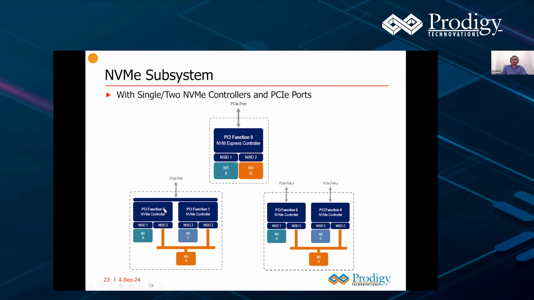And this second one is the case where you have one port, but PCI allows multiple functions over one port. So here there are two functions, and each function has an NVMe controller associated with it. And here you can see some namespaces are shareable between two functions, and some namespaces are dedicated to each function. So all these different combinations are possible. And the third one is a case where you have multiple ports. You have two ports, each having its own functions and its own NVMe controller, with different namespaces. So all these combinations are possible depending on the use case.